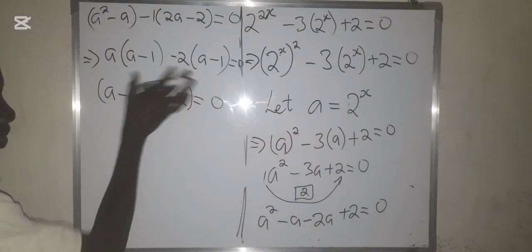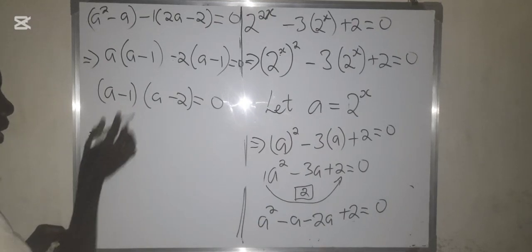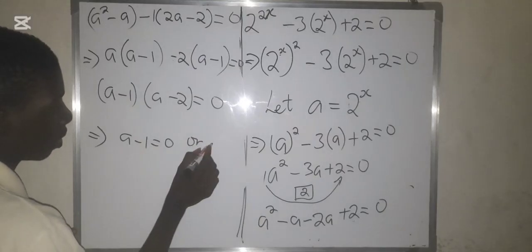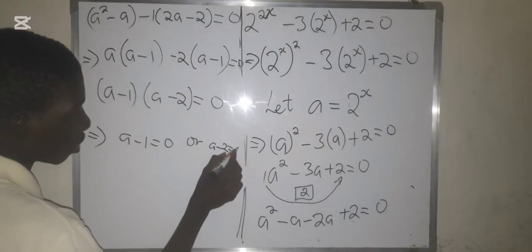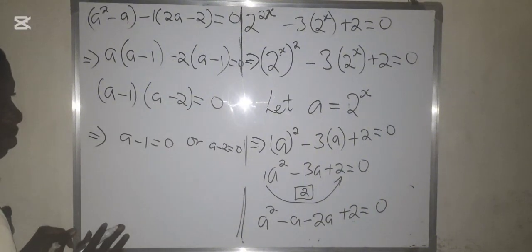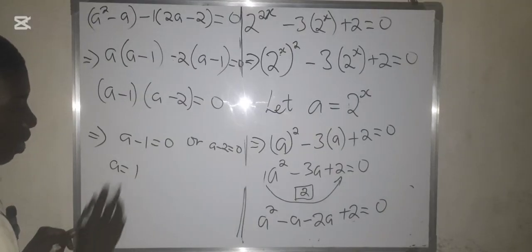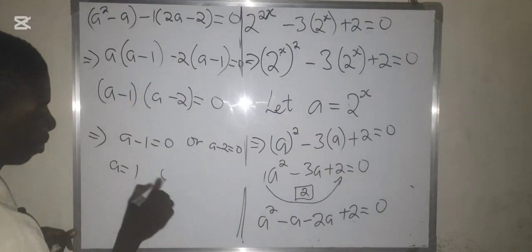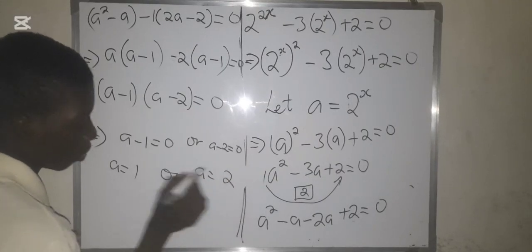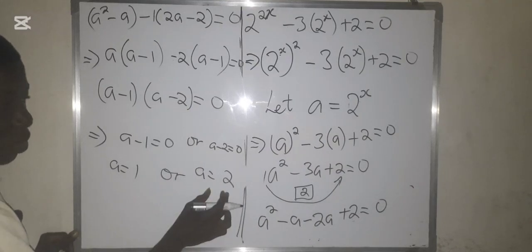So this is still the same thing. Now this implies a minus 1 equals 0, or a minus 2 equals 0. That is, this equals 0, or this equals 0. So we say a equals, we transpose 1, that gives us positive 1 on the other side, or a equals, we transpose negative 2 to the other side, gives us 2. So now our a can be either 1 or 2.